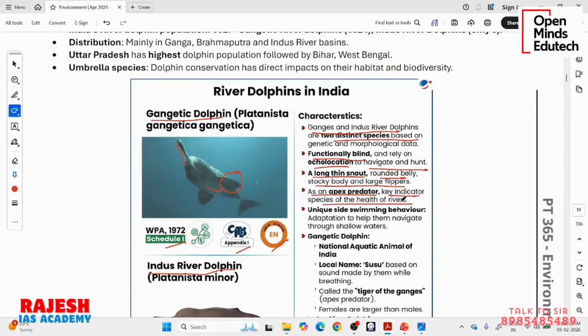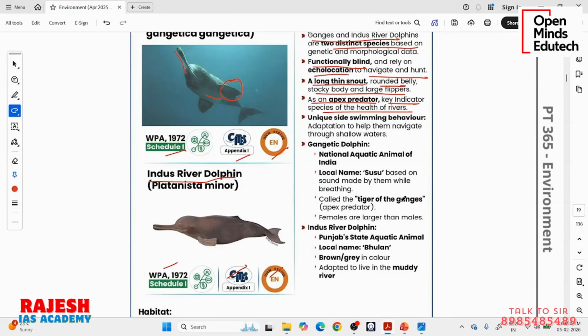If a river is polluted, you will not see many dolphins in it. So they are the indicator species. They will indicate the health of that particular ecosystem. They also have a unique side-swimming behavior: they can swim on their sides to navigate through shallow waters.